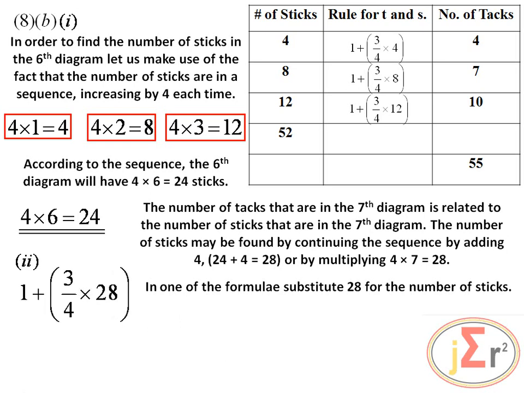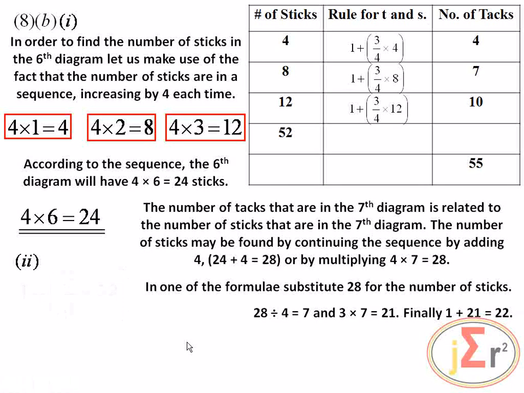Simplify the result, and we will arrive at the number of tacks. So with 28, we may simplify by a common factor of 4. 4 into 28 is 7. Then 3 multiplied by 7 is 21. Then 21 plus 1 is equal to 22. So let us do that first. 21 plus 1 is equal to 22. And we have an alternative way of finding that out.